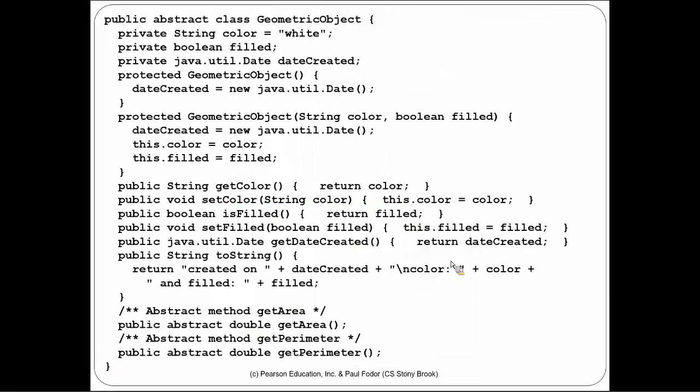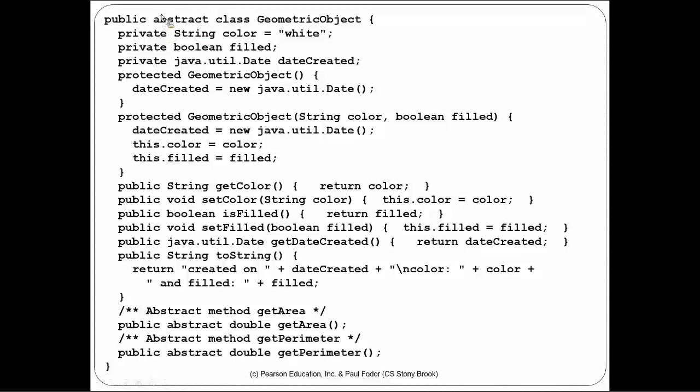So how do we declare a class? In the case of geometric object, we declare it as a class geometric object. Later we will see that this is an abstract class. The meaning of this keyword is that we cannot create an object instance of geometric object directly. We have to create instances of the subclasses. In our case, circle, rectangle, and other subclasses of geometric object.